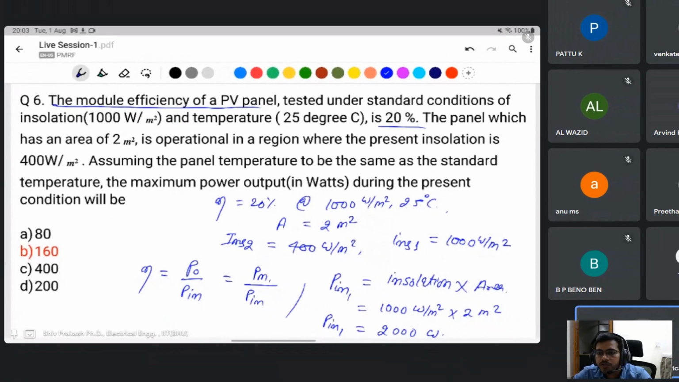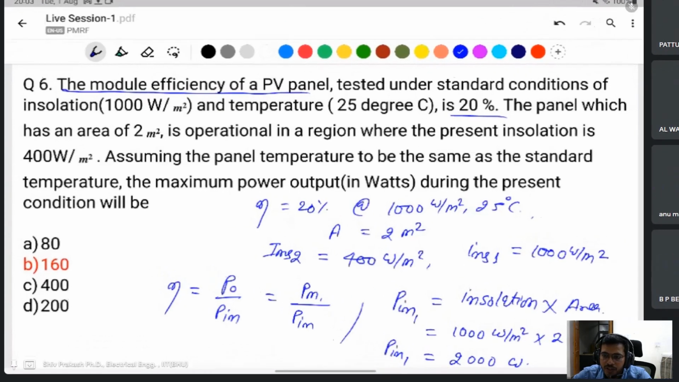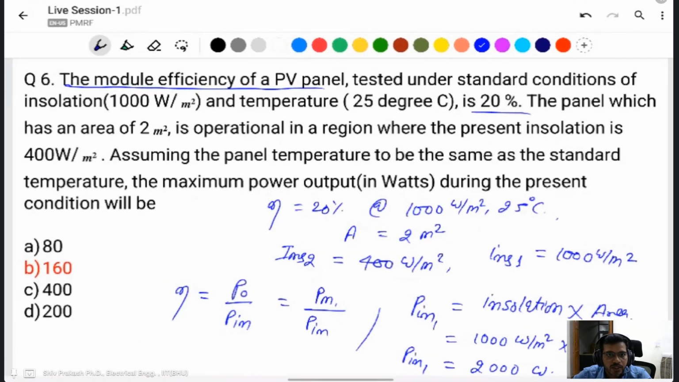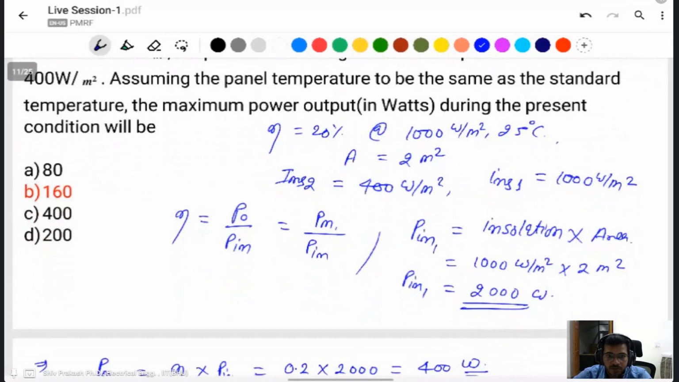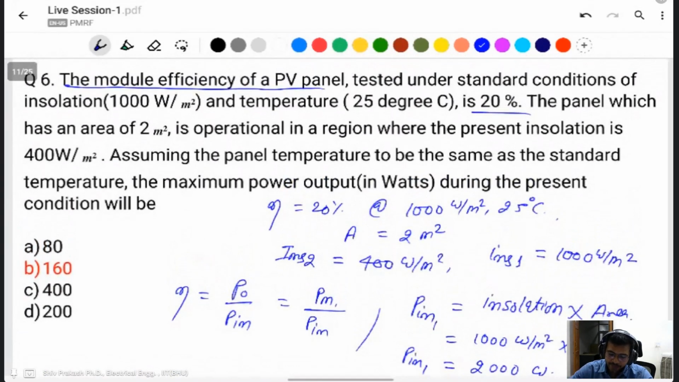Someone asked to solve this problem based on the cells connected in series, but here it is not mentioned whether they are connected in series or parallel. You take only a single cell panel, then use the whole module efficiency and module parameters only. It does not mention how many cells are connected in series or parallel. That's why you can't solve it using a series or parallel connection in that question.